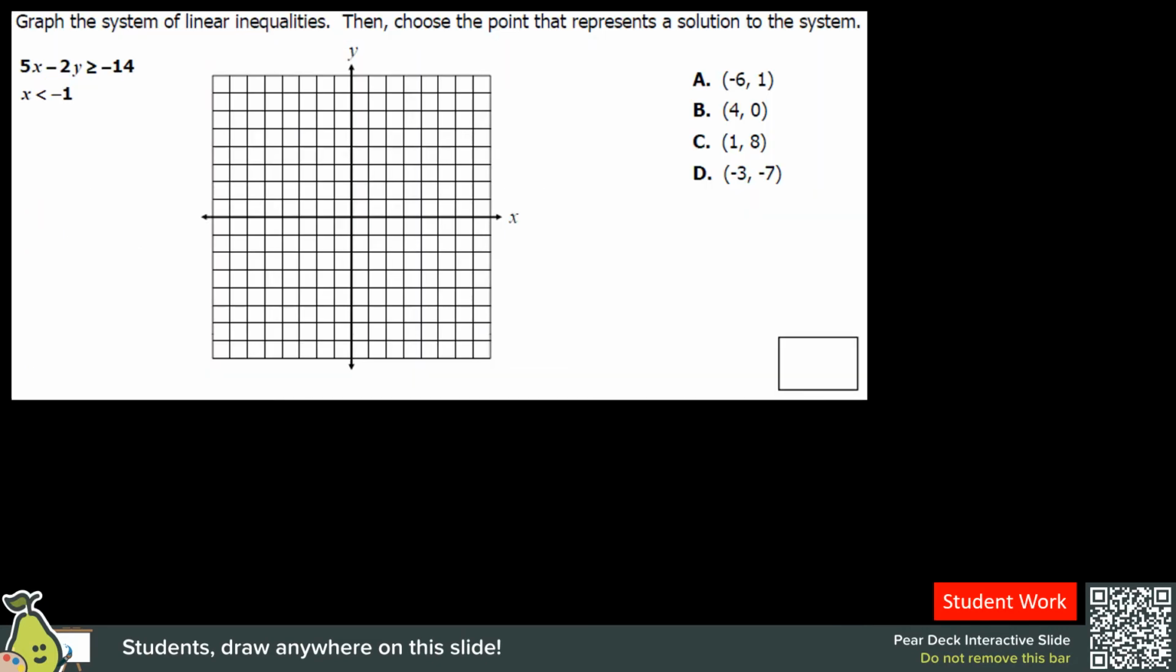And so here I want you guys to graph the system of linear inequalities, then choose the point that represents the solution. So put this into Desmos, graph it here, and then which one of these points falls into that solution set. I think you guys can do that. Let's go ahead and move on.